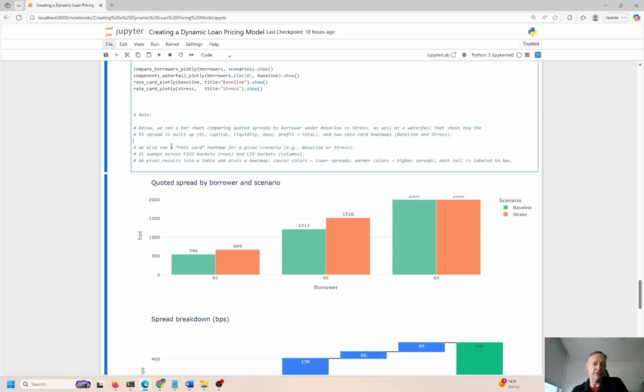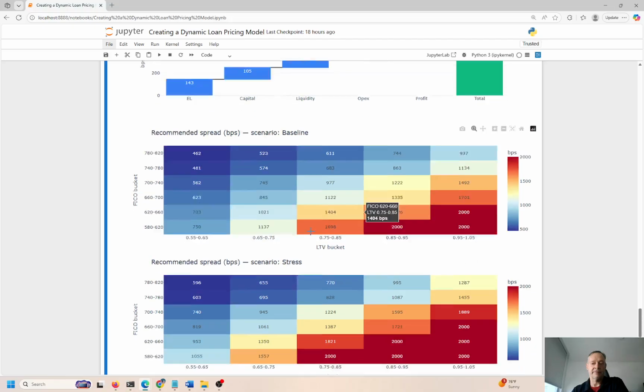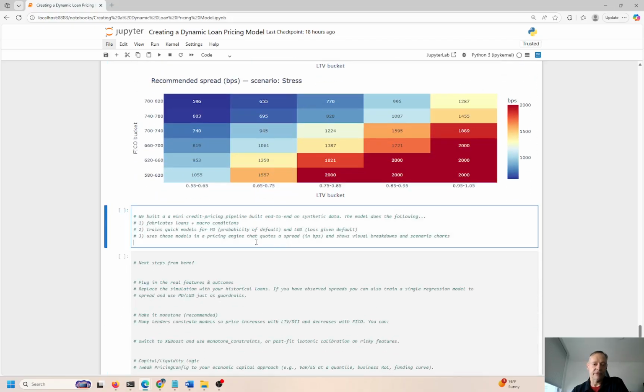What else do I have in my notes? So I also have a rate card heat map. Yep, I talked about that. And sweeps across FICO buckets and LTV buckets. So this is pretty cool, because you can see everything everywhere all at once in these heat maps. I really like this a lot. You have on the y-axis the FICO bucket, and based on all those different FICO buckets, we look at the loan to value bucket on the x-axis and see comprehensively and holistically how everything's tied together.